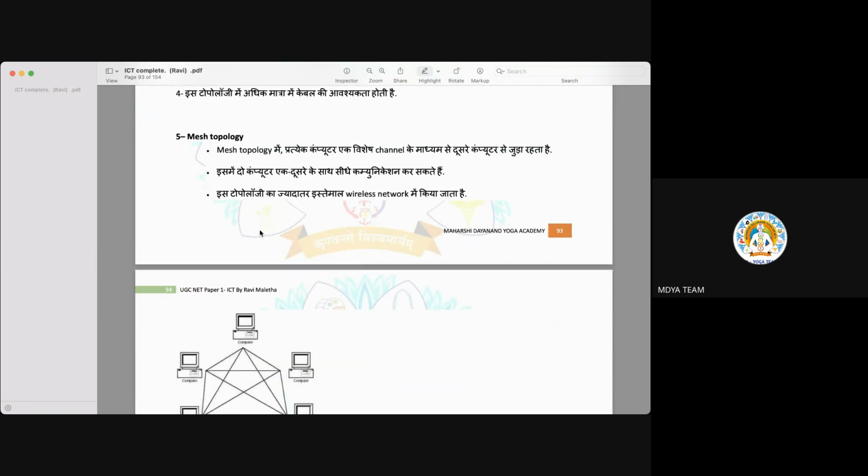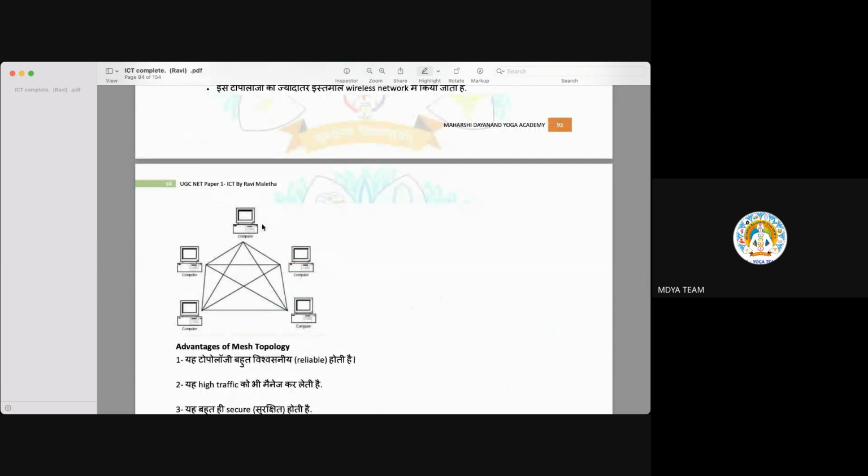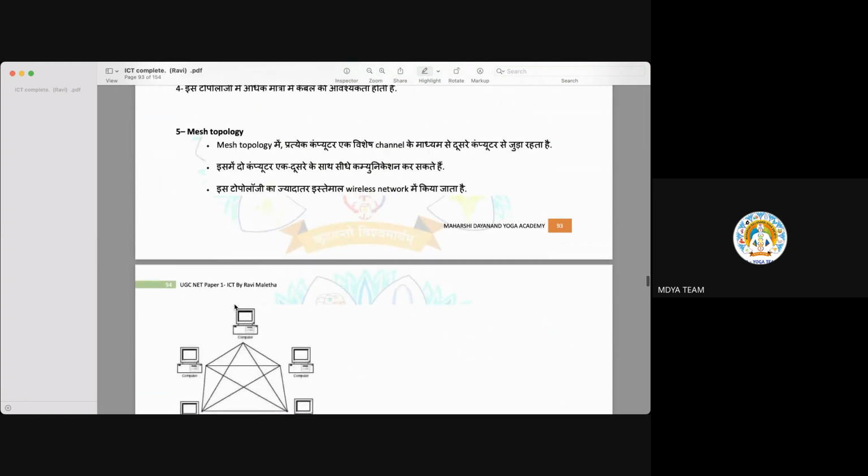Another one is mesh topology. Mesh topology looks like this. Here, the systems in this topology are connected with each other. Every single computer is connected to the other computers which are there in the mesh topology. So they establish their connection through a channel, and they can make direct communication with each other. So this is generally used in wireless networks.